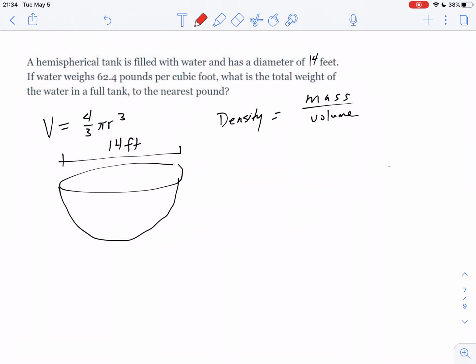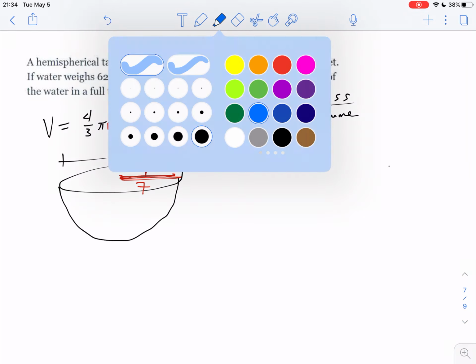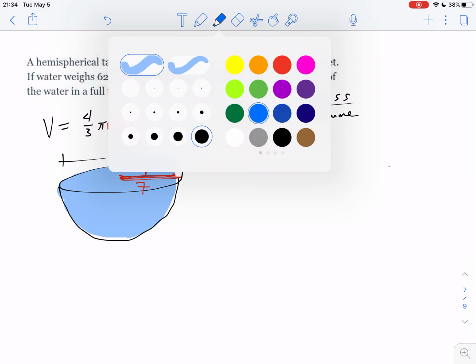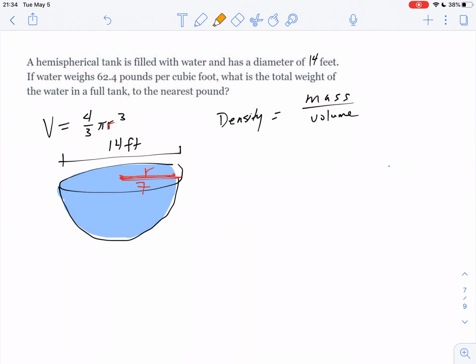We're probably going to need the radius, if memory serves me correctly. The formula is going to involve the radius, which in this case would be 7 feet. Okay? If water weighs 62.4 pounds per cubic foot, what you want to note there is that's a measure of density. It's a measure of weight or mass, pounds, per cubic foot, which is a measure of volume. So mass per volume is density. So this amount right here, let's put that in orange, that's going to be our density value.